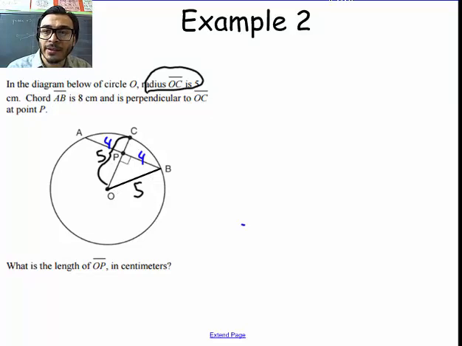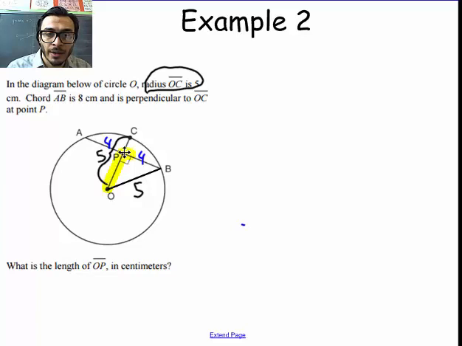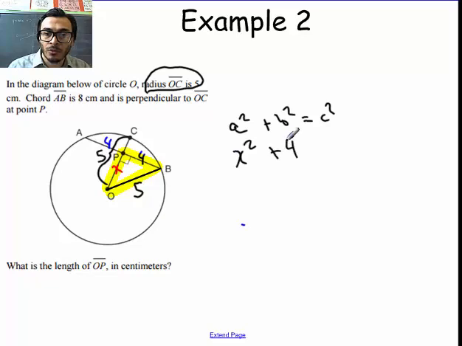Now, the next guideline says to highlight the right triangle. So hopefully you could see that there is indeed a right triangle right over here. And we can use the Pythagorean theorem to find OP. So I'm going to go ahead and label OP x. So the Pythagorean theorem is, of course, a squared plus b squared equals c squared. So we have x squared plus 4 squared equals 5 squared. And hopefully by now you could see that this is going to be a 3, 4, 5 right triangle. So x is, of course, going to be 3.